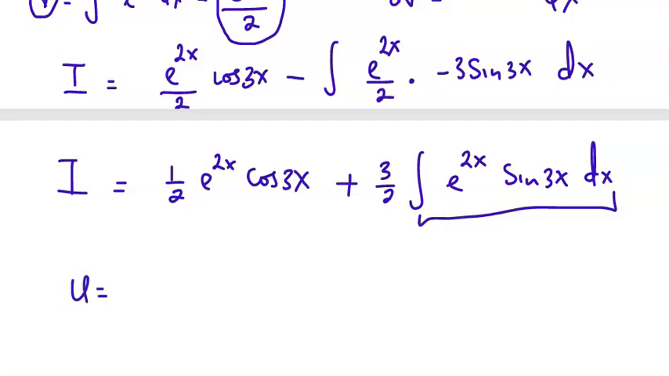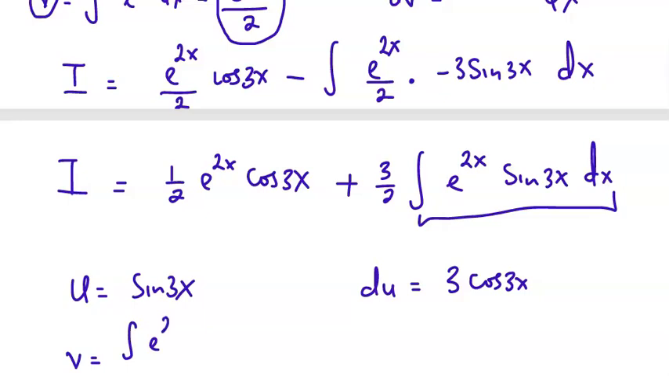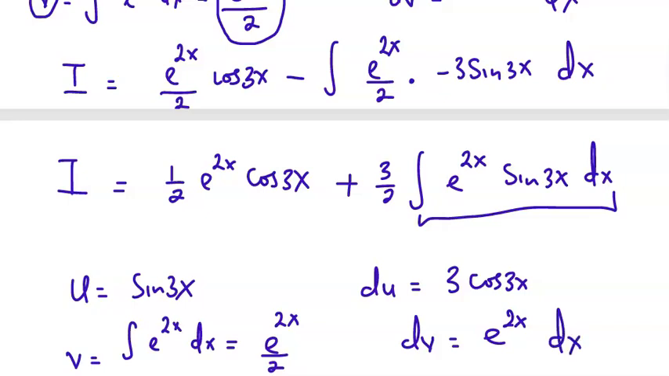So we set u equals the sine of 3x. So du, the derivative of the inner function, which is 3x, will be 3 multiplied by the cosine of 3x. This is the derivative, and our v is equal to the integral of e raised to the power of 2x dx, which is just e raised to the power of 2x divided by 2. Our dv is going to be the function itself, e to the power of 2x dx.